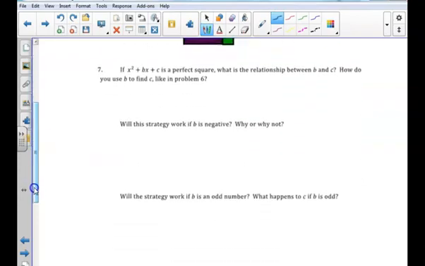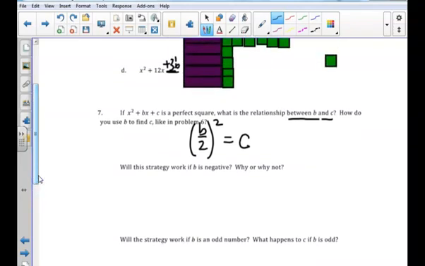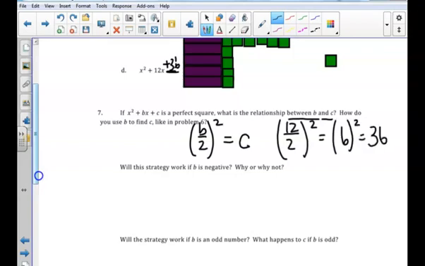In 7, we then concluded what relationship we noticed between B and C. After examining several cases, we noticed that if we divide B by 2 and square it, this will always equal our C value. For example, in 6d, if we take 12 and divide it by 2 and square it, we would get 6 squared, which does give us 36, which was our C value.